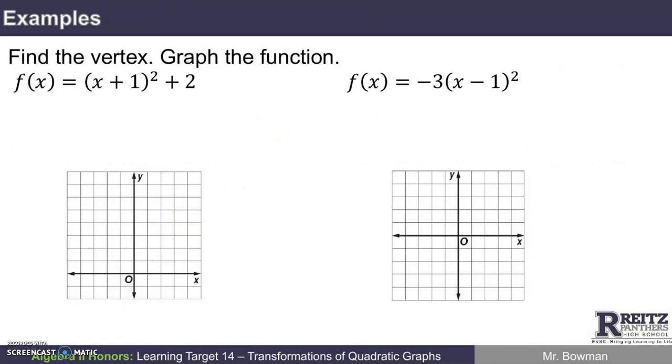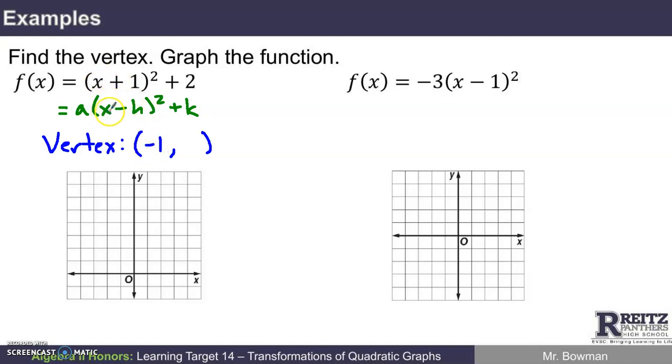Here are a couple of quick examples. The instructions say find the vertex and graph the function. Let's look at f of x equals x plus 1 squared plus 2. So if I think about that form, a times x minus h squared plus k, can you indicate the vertex? The vertex is going to be whatever h is, comma, whatever k is. So the value of h that I need to make this look like x plus 1 is negative 1.